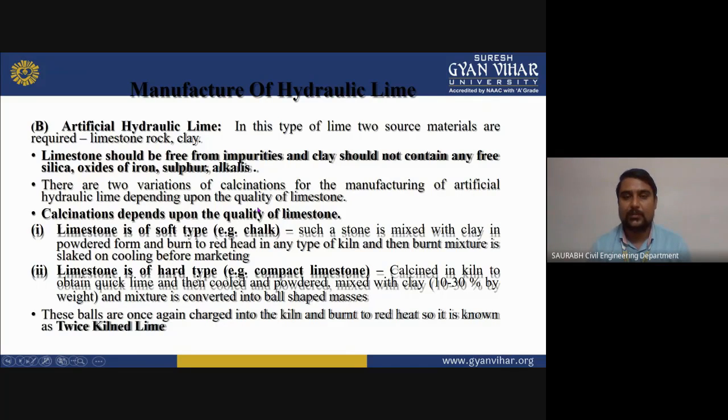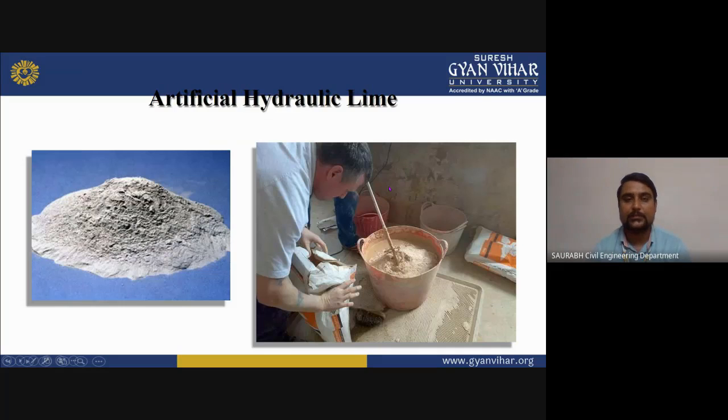Artificial hydraulic lime: in this type of lime, two source materials are required, limestone rock and clay. Limestone should be free from impurities, and clay should not contain any free silica, oxide of iron, sulfur or alkalis. There are two variations of calcination for the manufacturing of artificial lime, depending upon the quality of limestone. First one is where limestone is of the soft type, and second one is where limestone is of the hard type. Now you can see the image of artificial hydraulic lime, which we can also use as a binding material.